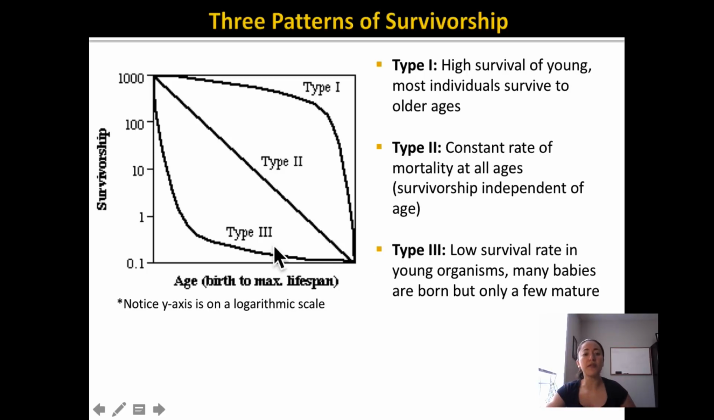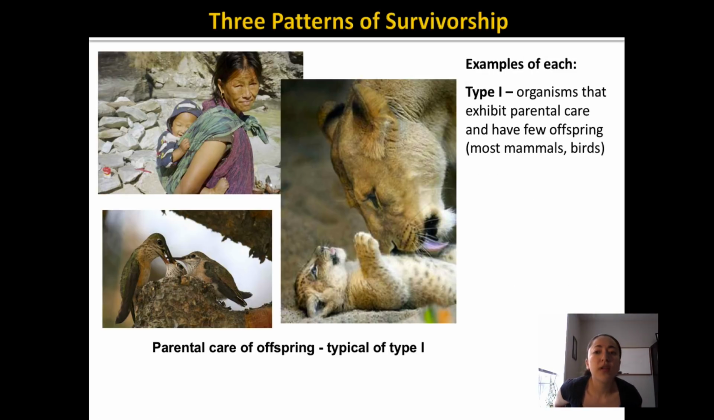Whereas a type 3 survivorship curve, if you look here, notice that right away survivorship drops really quickly. So very few individuals will actually survive to an older lifespan. So a type 3 survivorship curve means that there's a lower survival rate or survivorship in young organisms. This is typical of populations when there's many babies or many offspring born, but very few of them actually will mature.